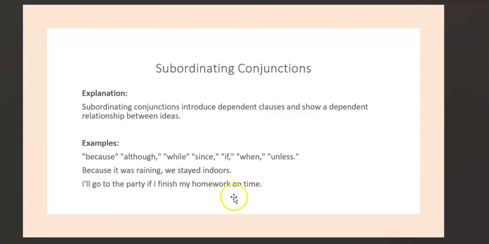So these are conjunctions that introduce dependent clauses and show the dependent relationship between the two. So these two sentences, the raining and the staying indoors, depend on each other. The going to the party and finishing the homework depend on each other. So one will happen when the other one happens. Because it's raining, you will stay indoors. One has to happen so that the other one can happen.